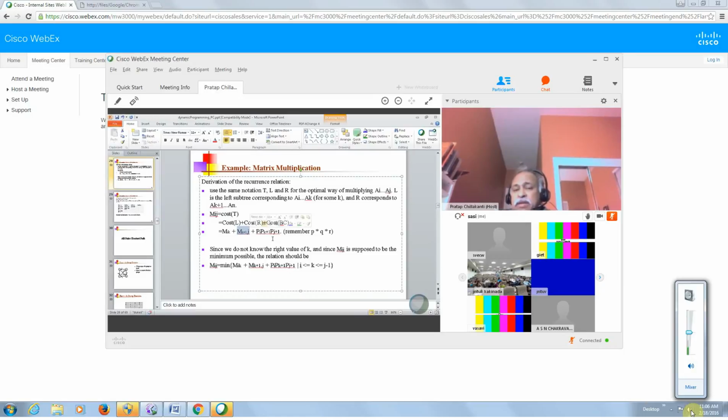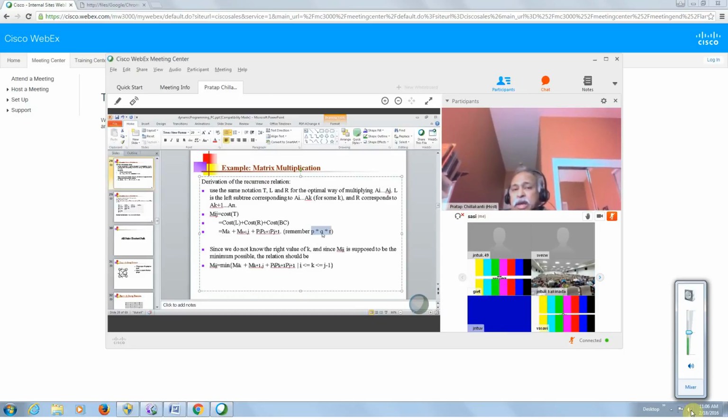When you multiply the two matrices, remember what did we say? We had that equation of P times Q times R, right? Where P, Q and R are the dimensions. P, Q are the dimensions of the first matrix, and Q and R are the dimensions of the other matrix. So this P[i], P[k+1], P[j+1] is nothing but the dimensions of the resulting matrix. Okay. So far so good.